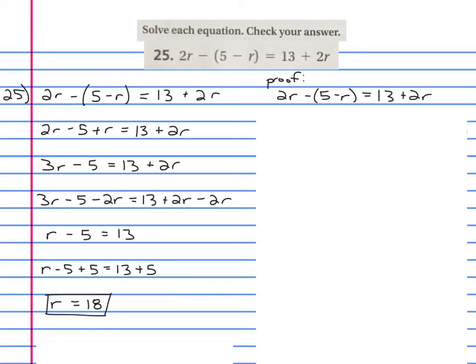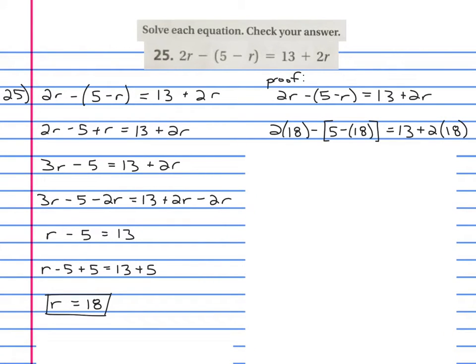So to do our proof, take the original equation unchanged, and wherever there was a variable, we write parentheses. If there was parentheses already around that variable, we put brackets where they were. Okay, so since r is equal to 18, we say 2 parentheses 18 minus, these become brackets, 5 minus, here's an r, so we put parentheses 18, close these brackets, equals 13 plus 2 times, there was an r, so we put parentheses, and 18 inside. Okay, now we start to simplify.